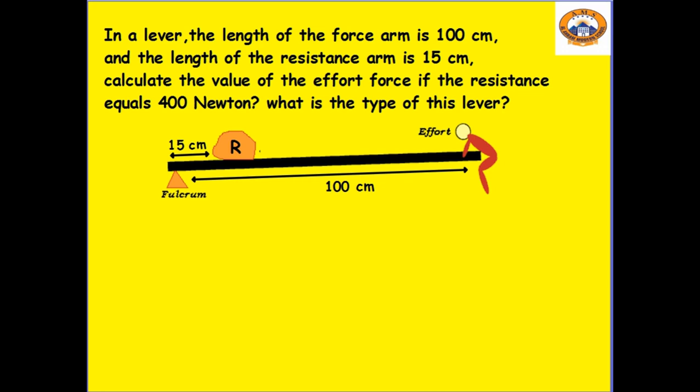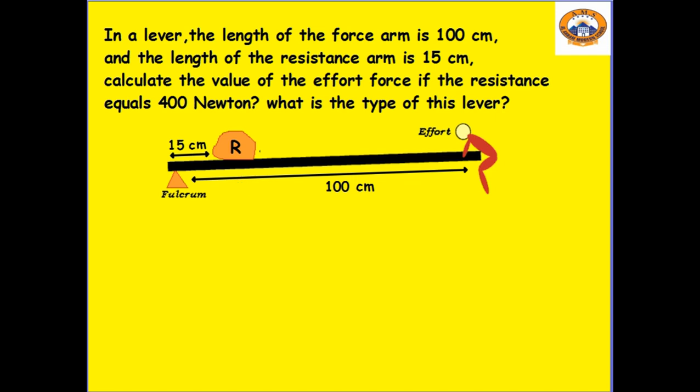From the figure, we notice that the resistance was lying in the middle between the fulcrum and the effort force. And we studied in lesson 1 that second class levers have the resistance existing in the middle between the fulcrum and the effort force. So what type of lever is it? It's a second class lever.